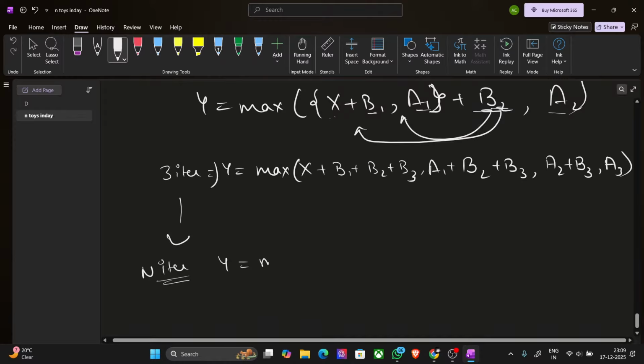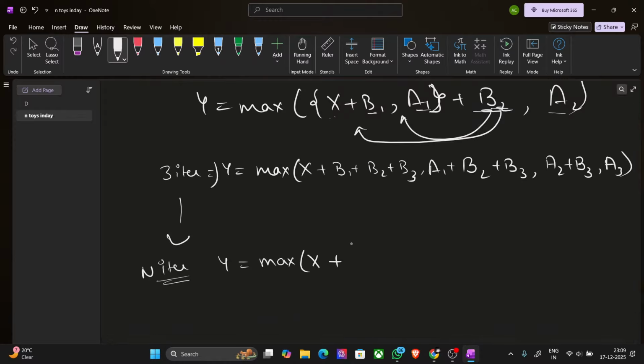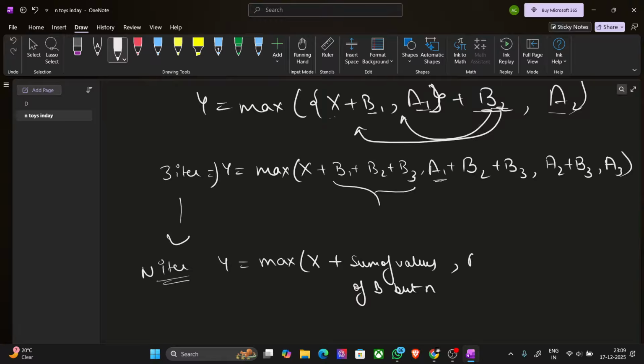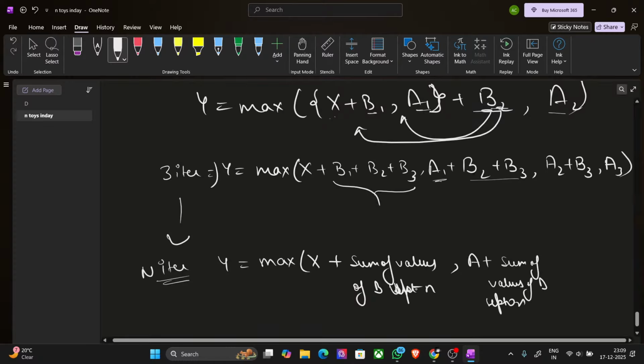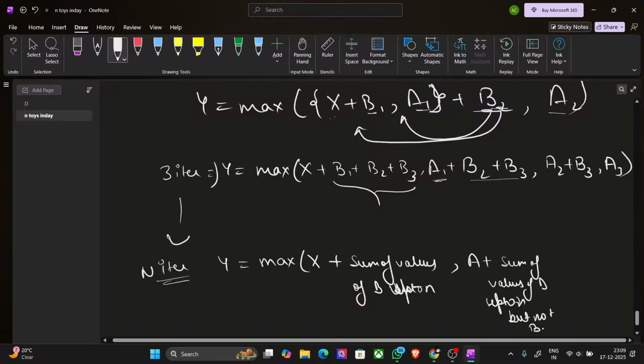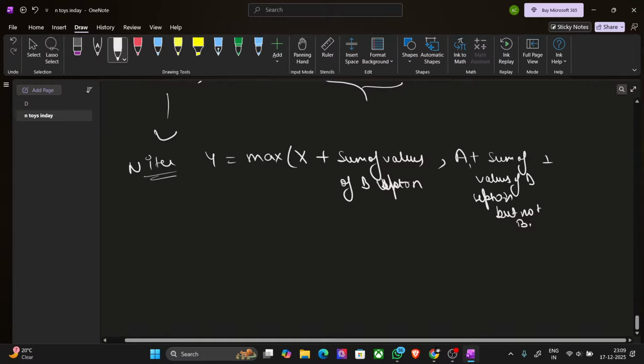I can write it as y is equal to max of x plus the sum of values of b up to n, comma a1 plus the sum of values of b up to n but not b1, right? Same goes for a2.